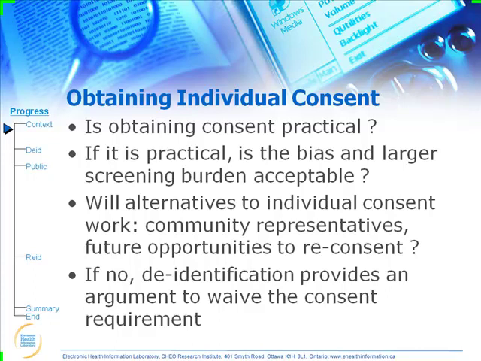Alternatives to individual consent, of course, are obtaining community consent, where representatives from the community are brought in as part of a committee or an advisory group, and they consent on behalf of the individuals. So in some cases that would make sense, where you're not able to obtain individual consent and the bias introduced by attempting individual consent is unacceptable, then you can try to obtain community consent.